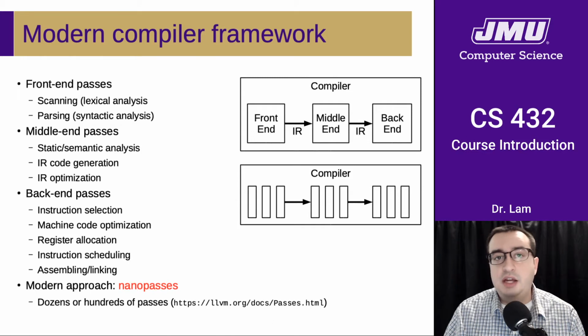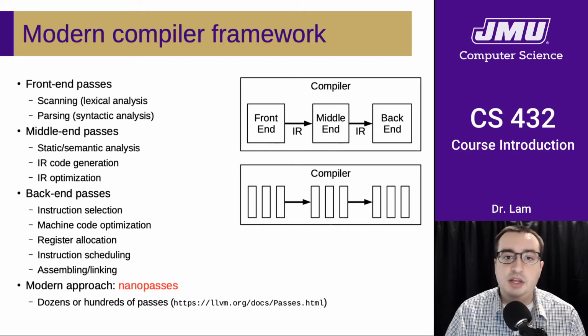Things like scanning and parsing are going to be considered front end. Things that involve the target language directly are generally going to be considered backend, and then there's a lot of stuff that's in the middle, and we'll refer to those as middle end passes. This will include things like static analysis, intermediate code generation, and some intermediate optimization. The back-end passes are the ones that deal directly with the target language, like instruction selection, machine code optimization, register allocation, instruction scheduling, and finally assembling and linking.